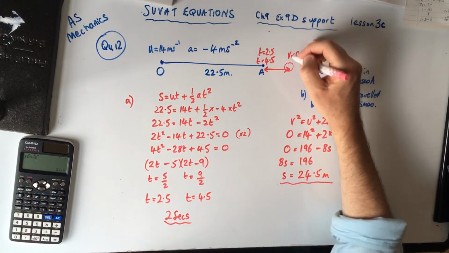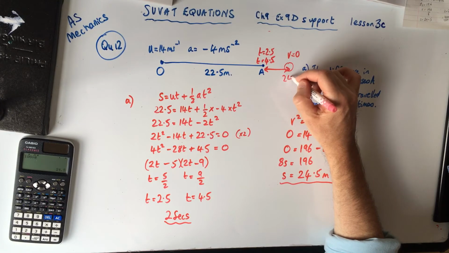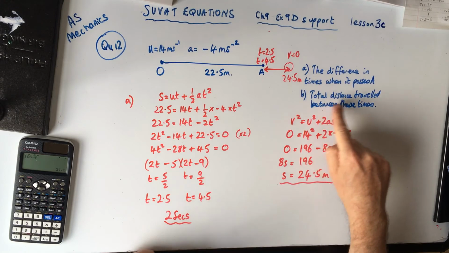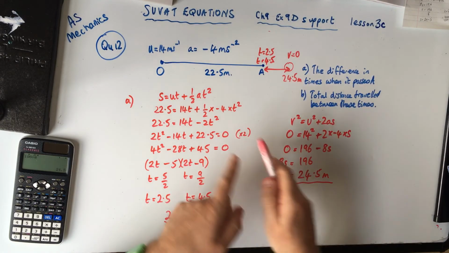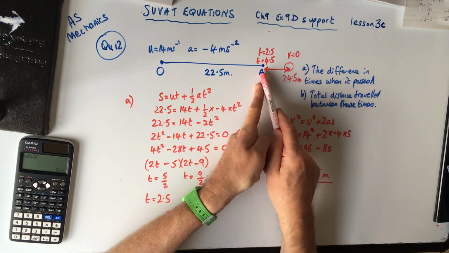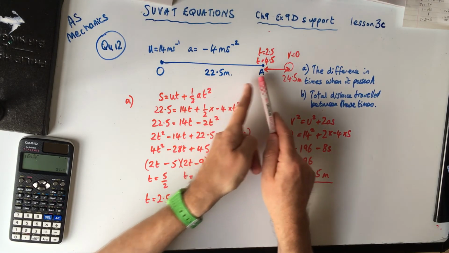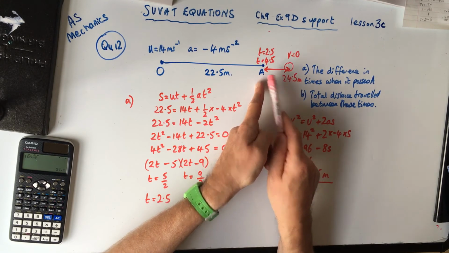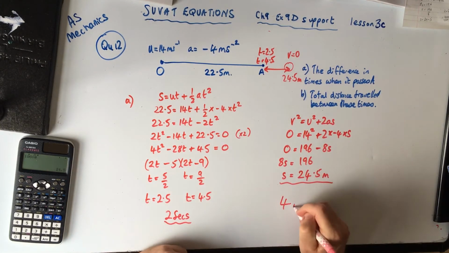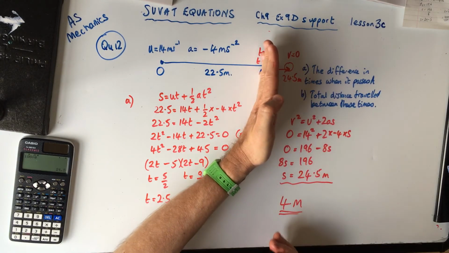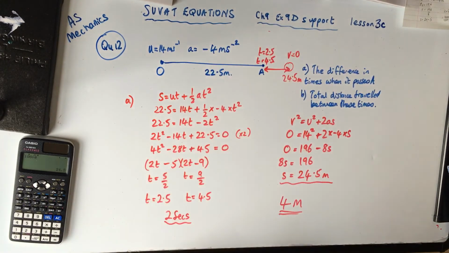So here, s is 24.5 metres. To answer this question, the total distance travelled between these times, in other words from A to when it stops and then back to A again: well, to A it's 22.5, so it's another 2 metres to where it stops and then another 2 metres back. So it's 4 metres altogether. It goes a further 2 metres to stop and then back another 2 metres before it reaches point A again. So that one's 4 metres. Okay, and that's question 12.